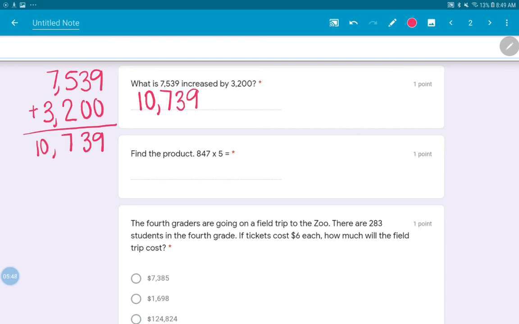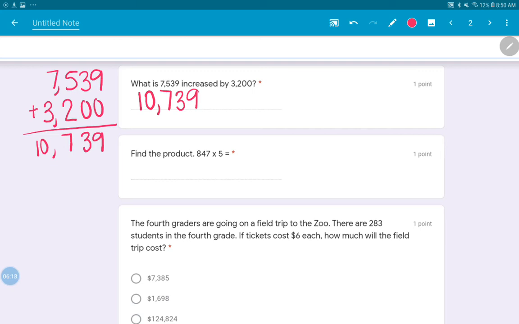Next, we're going to find the product. What does product mean? What are we doing when we find the product, Jacob? You're finding the sum. Not the sum. The sum's when we add. But what does the word product tell us that we're going to do? Multiply. So we're going to multiply 847 times 5.